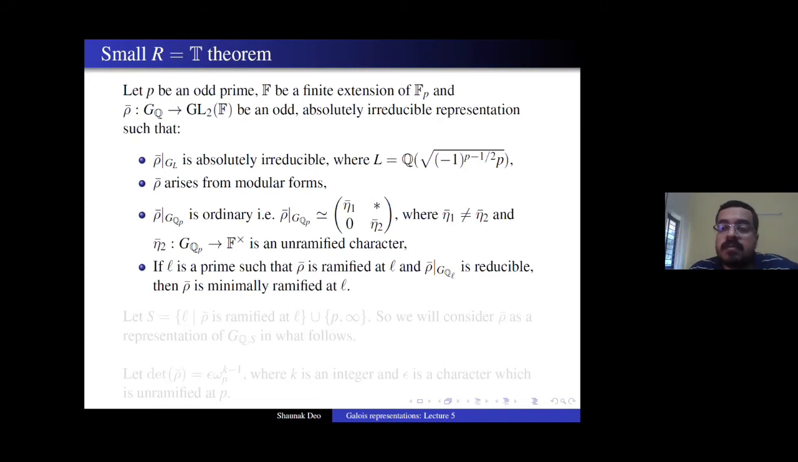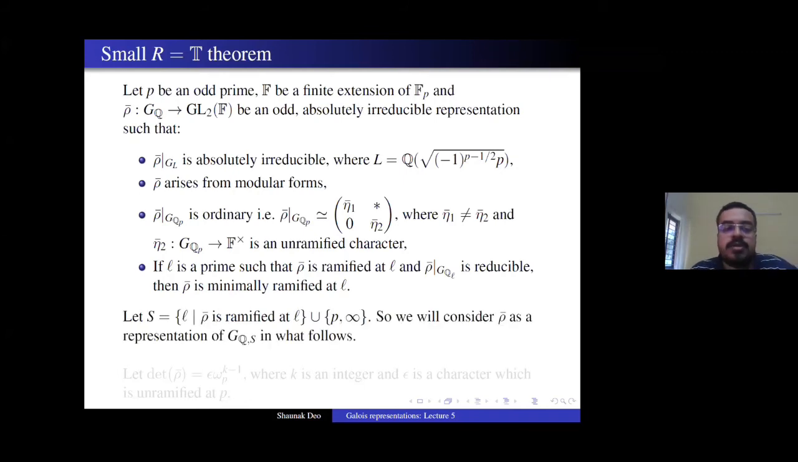By minimally ramified at l, we saw this in the last lecture. It means either rho bar of inertia is unipotent, (1 * ; 0 1), or it is a sum of characters with distinct entries on the diagonal. So it's like some character chi on one diagonal and 1 on the bottom. If that is true, then it is called minimally ramified.